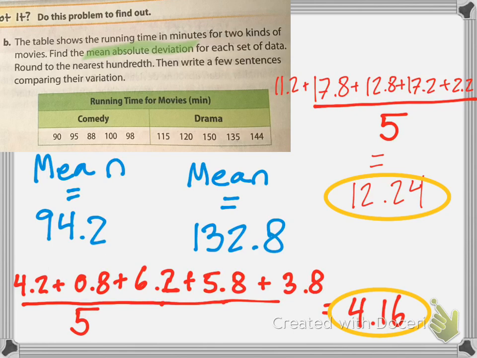You find the mean, you subtract all of the numbers from the mean, you add all of the numbers up to find the mean again, and that's it. It's mean, subtract from mean, mean.